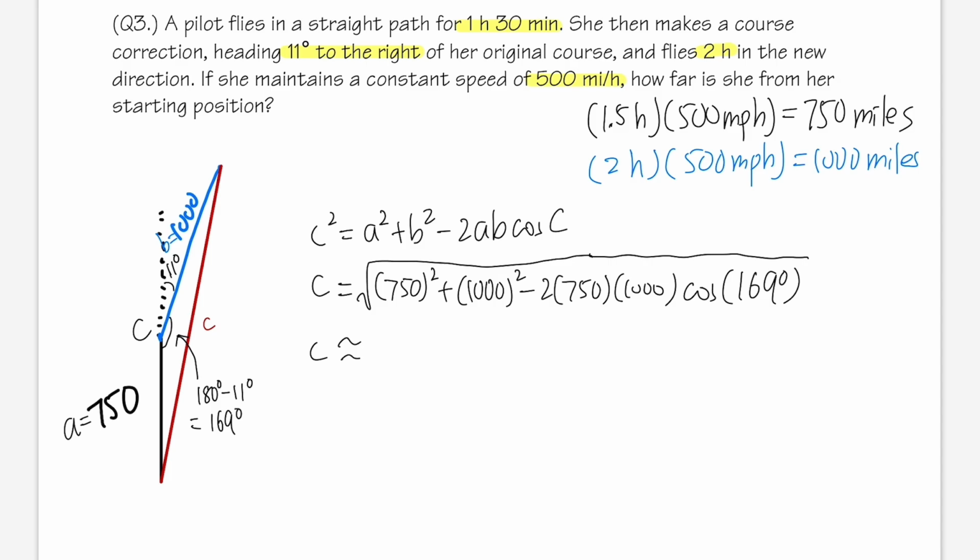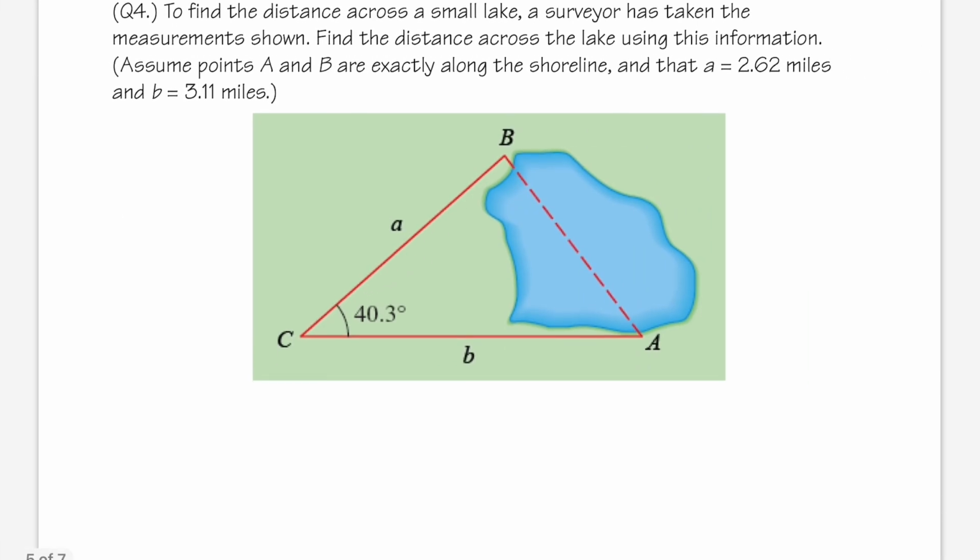So just go ahead, be patient a little bit. I am going to enter it into the calculator for you guys. Times cosine of 169 degrees. All right, so I get approximately 1742.11, and this is length, so it will be miles. And that answers the question. The C is exactly what we were trying to find. So that's that. Now, next one.